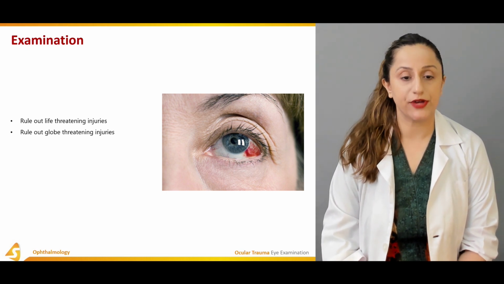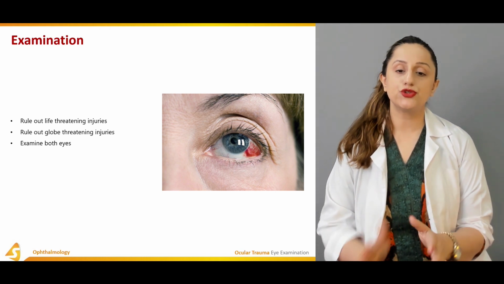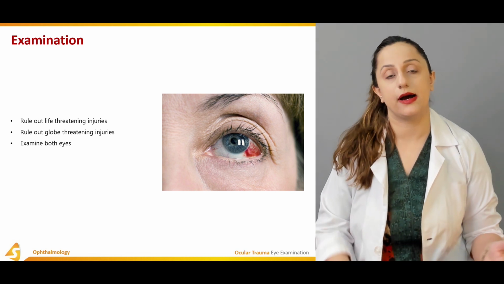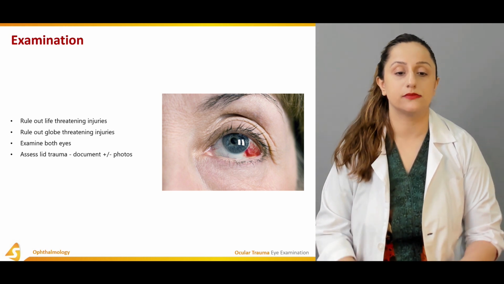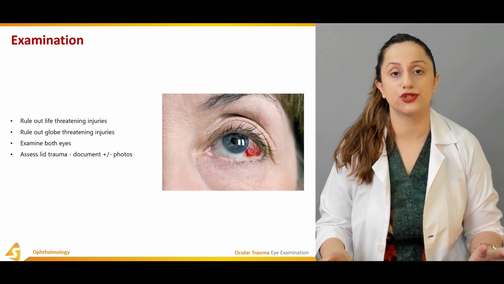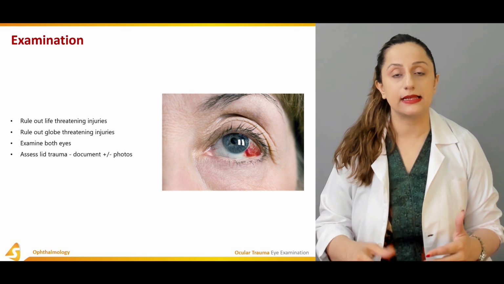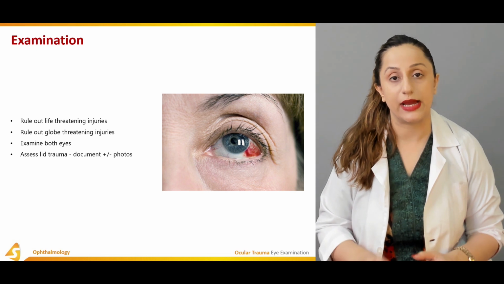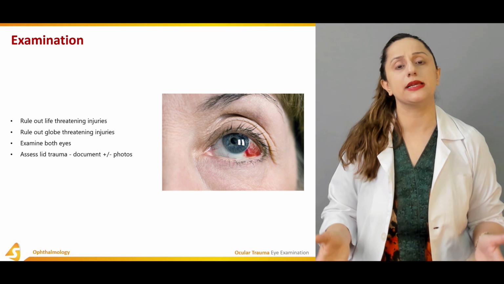Rule out the globe-threatening injuries at this level and examine both the eyes in detail just to rule out whether there is any hidden injury in the other eye or in the bilateral eye or not. Assess the lid trauma, and completely examine the extraocular structures, take photographic evidence if possible, and document and write any injury in detail when you're writing down the medicolegal report, or even if you're writing down a simple history in this case.